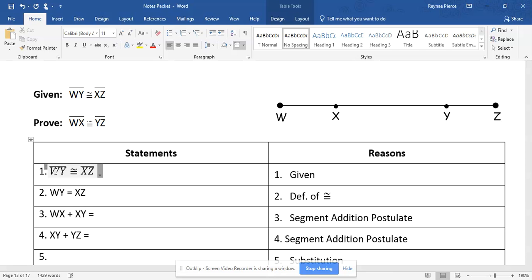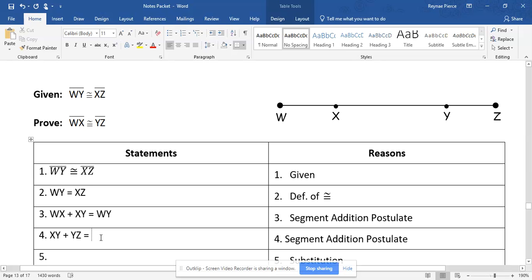So this is when we're going to look at the picture. If we look at the picture, we've got quite a few line segments here. But one of the things that we're going to say is that line segment, this part WX plus the part XY, is equal to the whole segment of WY, because we know something about WY.